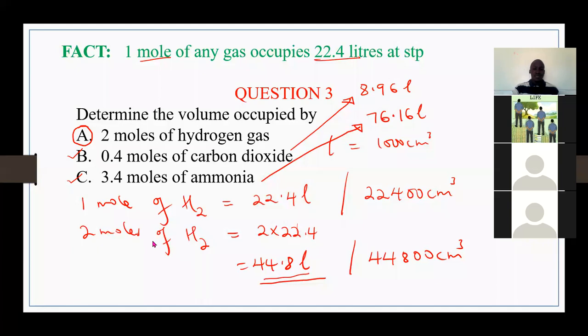Fauzan, are we at par? Yes, colleagues, please let me know. If you know that 1 mole occupies this, what about these moles? Let's multiply 0.4 moles times 22.4. Yes, Mokisa, are we together?